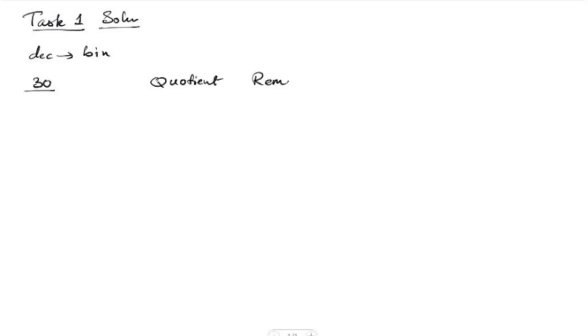So this is task 1 solution. And the first number we have is 30. How do we start? We start dividing the number every time by 2, and we note down its quotient and remainder. So if you divide 30 by 2, you get 15 as the quotient and the remainder will be 0.